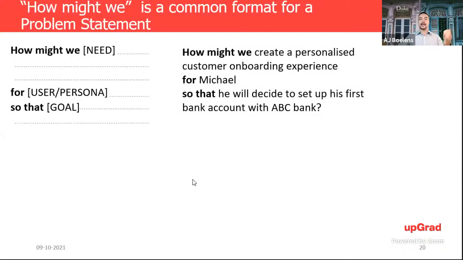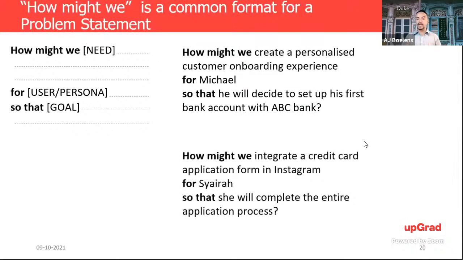How might we create a personalized customer onboarding experience for Michael, a persona, so that he will set up his first bank account with ABC Bank? Another one, how might we integrate a credit card application form in Instagram for Shira, our digital savvy young millennial, so that she will complete the entire application process? Right. So that's going to be another problem statement. So here are examples of problem statements that we could create, extracting these from our customer journey.